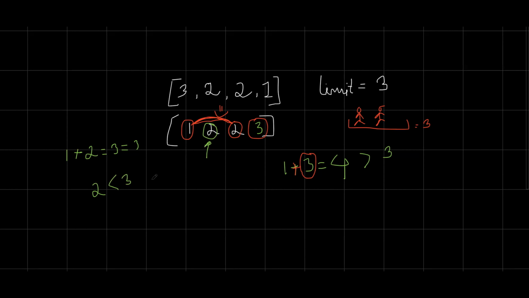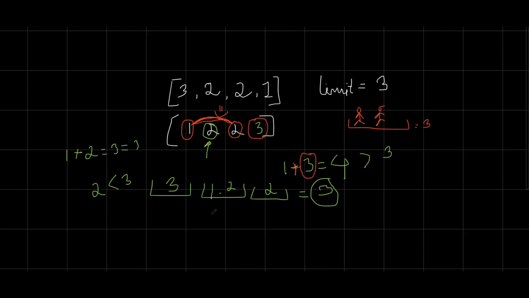So here we have found 3 boards. In the first board, we can put the person who has weight 3. In the second board, we can put the persons with weight 1 and 2. And in the third board, we can put the person with weight 2. So here we have to return 3, which is the respective answer. I hope you understood this 2 pointers strategy.